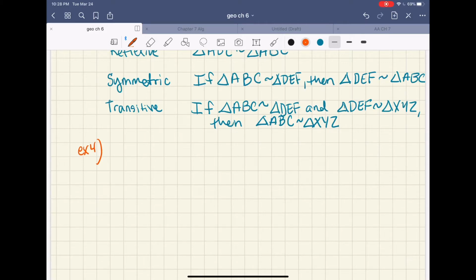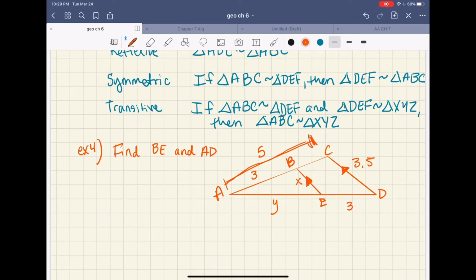For our first example here, we are going to be given the task to find two segments, BE and AD. And here's our figure. These are all of the pieces of information that we are given. Hopefully you are able to see that we do have some similar triangles here. We can tell by angle, because we have all of these corresponding angles.